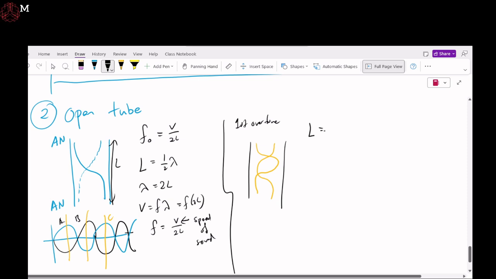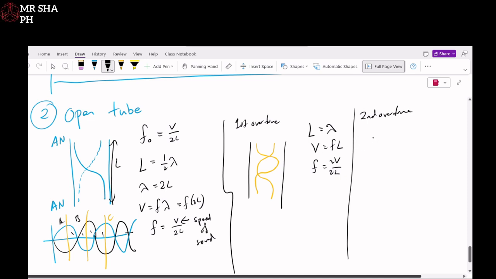Here I have my length to be how many? 1, 2, that's half a wavelength. 3, 4, that's a full wavelength. So then I have L equals lambda. That means my v equals fL, meaning my f equals v over L, which is 2v over 2L. Again, rest assured that my second overtone will have the successive, which is f equals 3v over 2L. Okay, 1, 2, and 3.